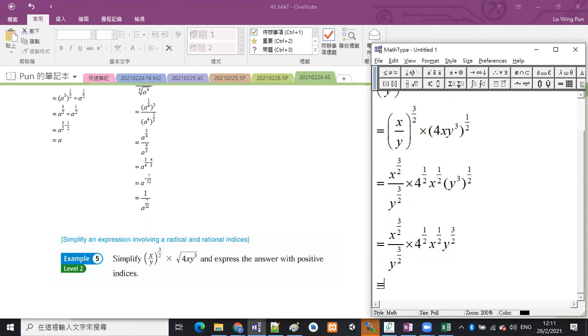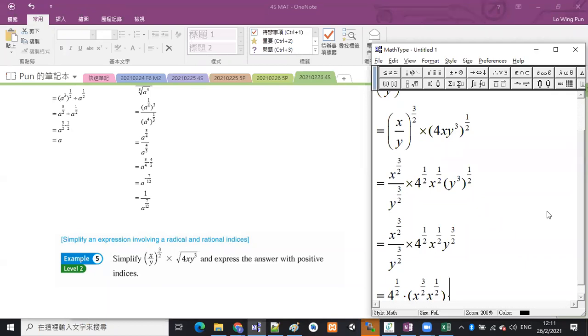Because all of them are just multiplying together or dividing, so you can rearrange the order freely. So normally we will write the number in the front. And then we have x columns. Both x terms are in the upper part, numerator. So we have x power 3 over 2 times x power 1 over 2. Okay? And then we have the y column.